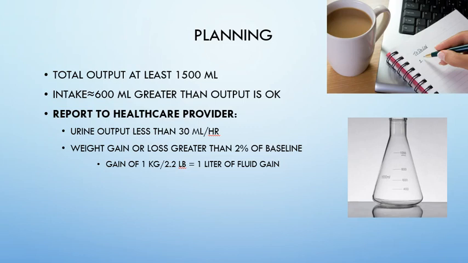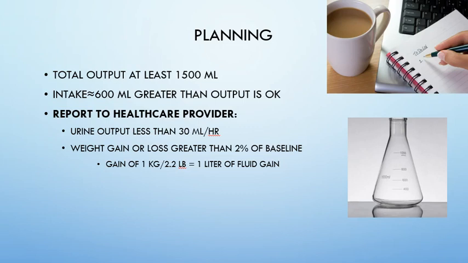When documenting, it is very important to be accurate and timely, as well as to know when the data needs to be reported to the healthcare provider. A urine output of less than 30 ml per hour would be reported to the healthcare provider because this may indicate decreased renal perfusion. Any weight gain or weight loss that is greater than 2% of the client's baseline weight should also be reported. A gain of 1 kilogram or 2.2 pounds is essentially equal to the gain of a liter of fluid. The loss of 1 kilo or 2.2 pounds indicates a loss of a liter of fluid.